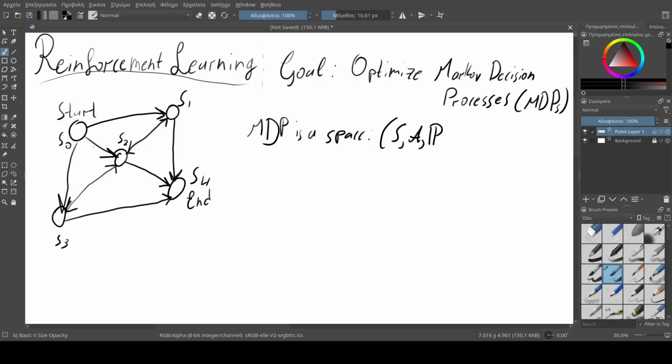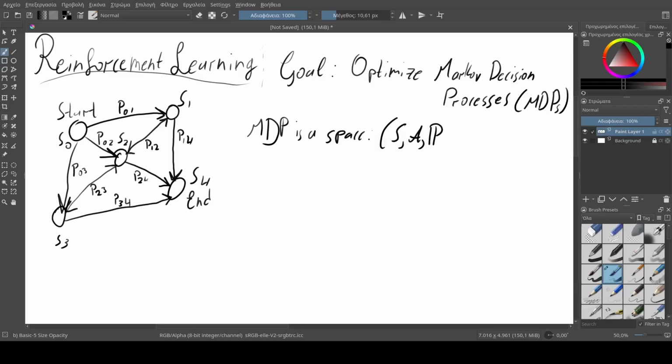So at each moment there is a probability that from S0 we will go to S1, and this is the probability P01. We also have likewise P02 and P03. We also have probabilities between the others. Let's say that they are equal for simplicity. So we have P23 and P12, and we also have P14, P24, and P34.